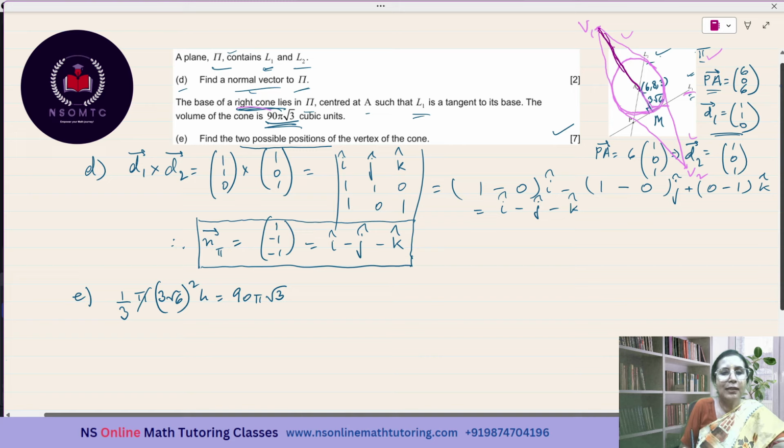I can cancel the pi's and I will have h equal to 90 root 3, and 3 also can be taken over here, divided by (3 root 6) whole squared. 3 squared is 9 times root 6 whole squared is 6. And this is 10, this is 5. So h equals 5 root 3 units.